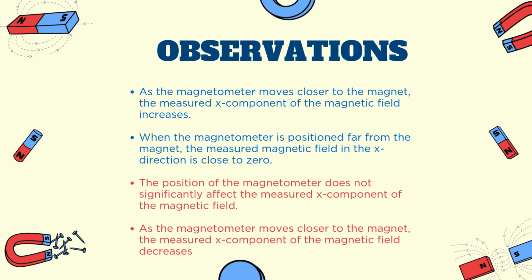Some of the observations that were seen throughout the lab, the first two are true observations, and the ones highlighted in red are observations which were not true in the lab.